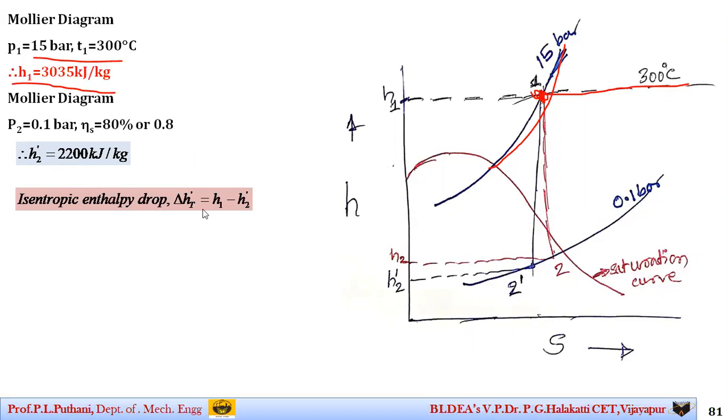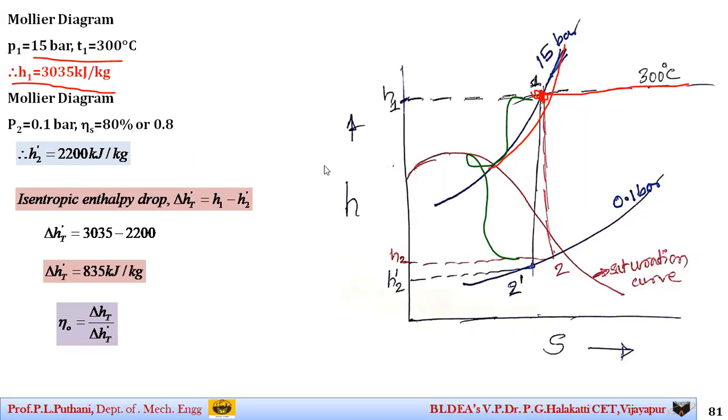Now the isentropic enthalpy drop, students, is the difference between H1 and H2 dash. That is H1 minus H2 dash will give you the isentropic enthalpy drop. Its value is around 835 kilojoules per kg. Therefore, the overall efficiency of this particular turbine is delta HT by delta HT dash. The overall efficiency is the product of stage efficiency and reheat factor. The stage efficiency is given to us. We need to find out the value of the reheat factor.